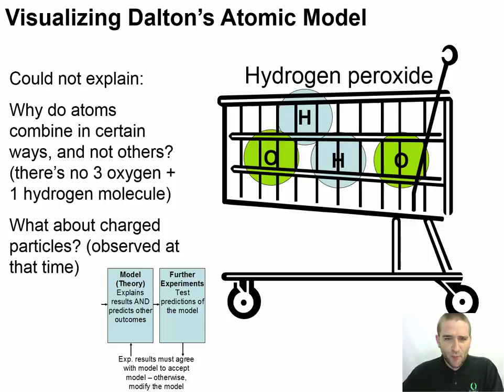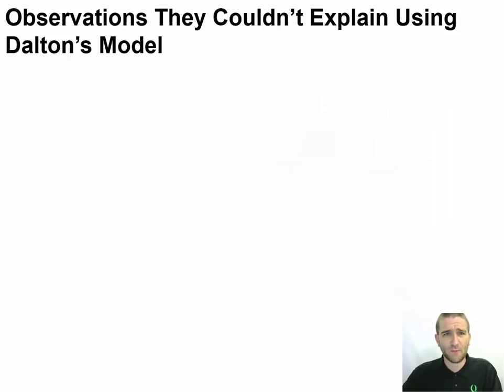Now, I also want to point out that if we're following the scientific method, that means that we started with a good model, but we did further experiments and looked for more observations. We found that it didn't quite agree with nature, and so we had to do a refinement of the model. Now, there are also a couple more observations that didn't work with Dalton's model.